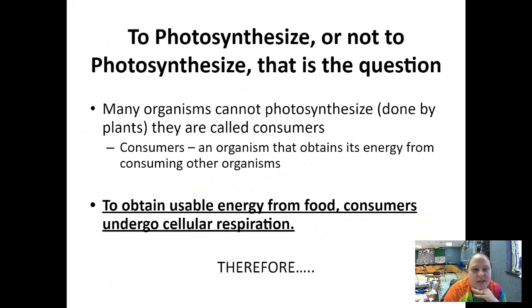So, to photosynthesize or not to photosynthesize, that is the question. Many organisms cannot photosynthesize. It's only done by plants. Those that cannot are called consumers. So an organism that obtains its energy from consuming other things or other organisms, which includes us and animals, is a consumer. We consume other things. To obtain usable energy from food, consumers undergo cellular respiration to break down the food into sugar and energy and carbon dioxide that we use, and we release that carbon dioxide.